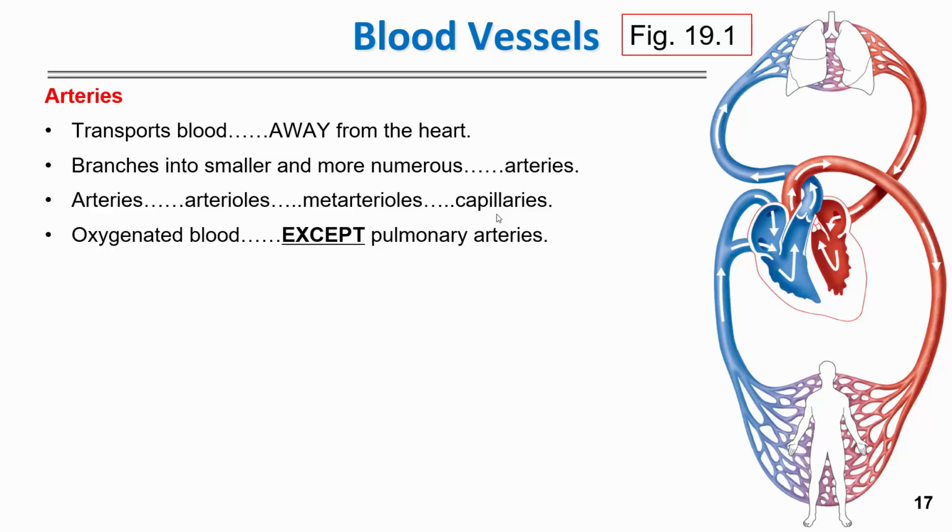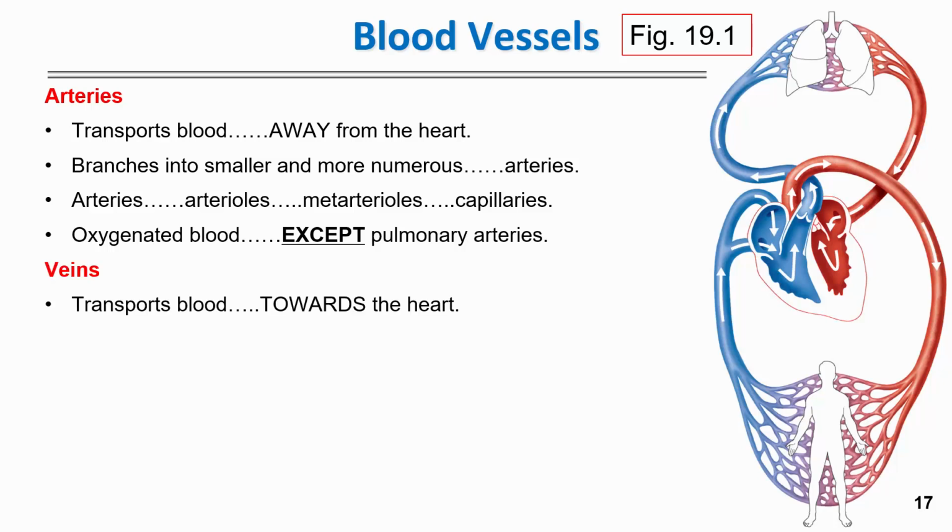Now, arteries are defined not just by transporting blood away from the heart, but almost all arteries transport oxygenated blood. And so this is blood that has been loaded up with oxygen in the lungs and is delivered to the heart itself and to the rest of the body, except the pulmonary arteries. So the pulmonary arteries are the only arteries that do not transport oxygenated blood.